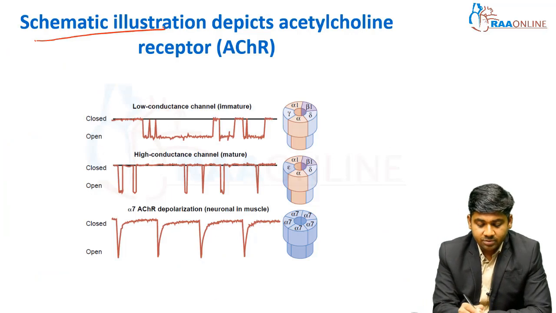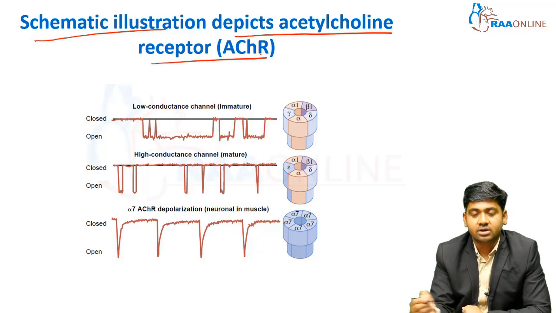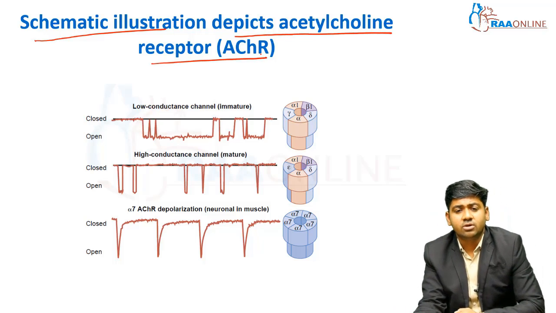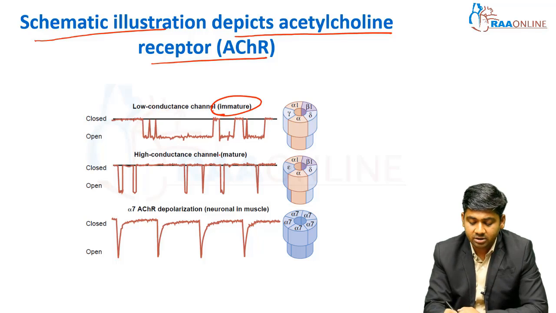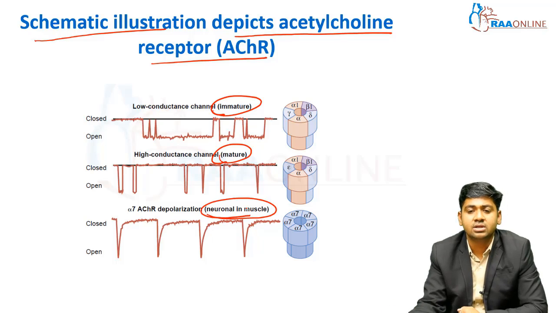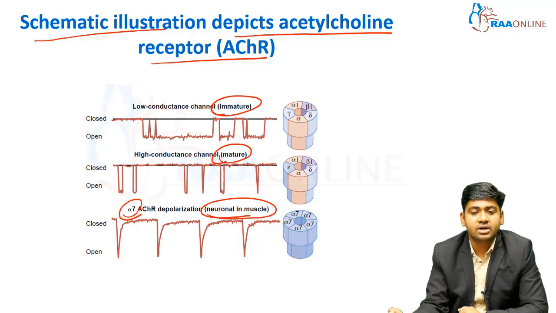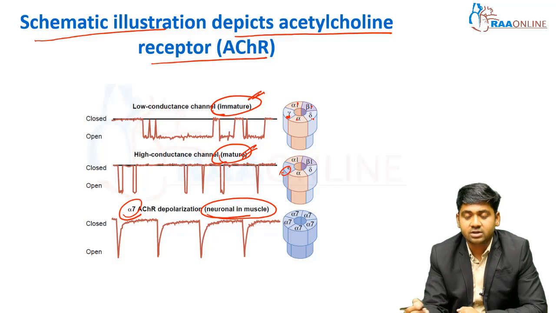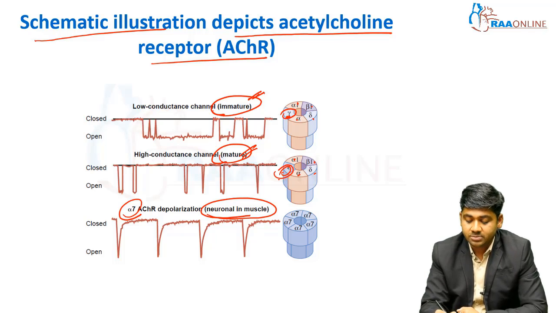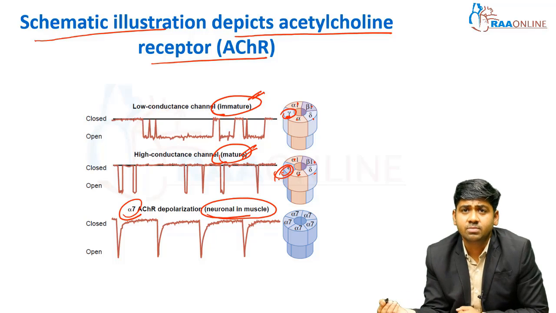Coming to the schematic illustration depicting the acetylcholine receptor, let us discuss something about acetylcholine receptors. We have three types of acetylcholine receptor: one is the immature one, another is the mature one, and some are neuronal. The alpha 7 acetylcholine receptor has also been discovered recently. Here you can see in the immature and mature channels, the single difference is that the gamma subunit is replaced by the epsilon subunit. Otherwise, we have two alpha, one beta, and one delta. Here also two alpha, beta 1 and delta. Only the gamma is replaced by epsilon. That is the single difference between immature and mature.